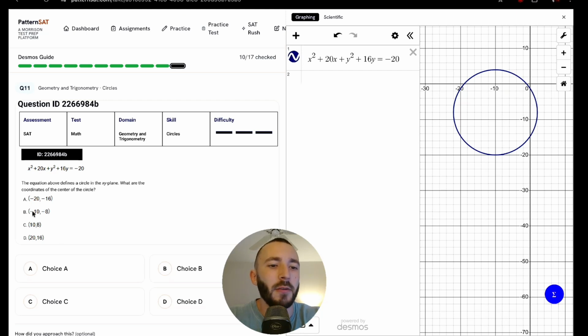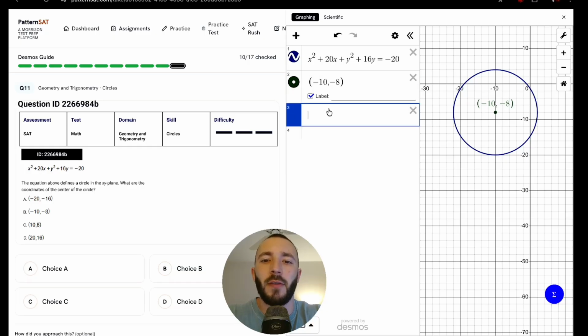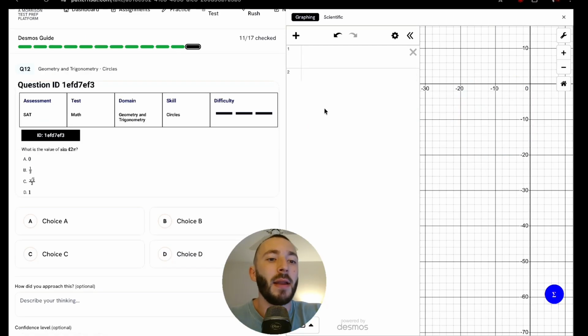And yeah, that's an answer choice. So B is probably the right answer. In order to confirm, you could just plot it, -10 comma -8. Here, none of the answer choices are super close to each other, so you don't have to be super precise. If you want, you could plot all four answers and it'll be very, very obvious that B is the right answer.